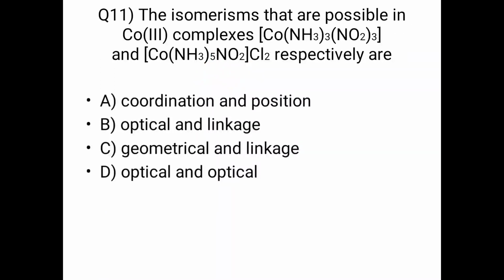Then comes the next. The isomerisms that are possible for cobalt plus 3 complexes given are... So you need to see which two isomerisms you can have. The one that you can definitely see is linkage isomerism, because you have the NO2 group, because of which you can see a linkage isomerism that's present. The other one will be geometrical isomerism. So it is geometrical and linkage isomerism that you can see. That's option C, which is right.